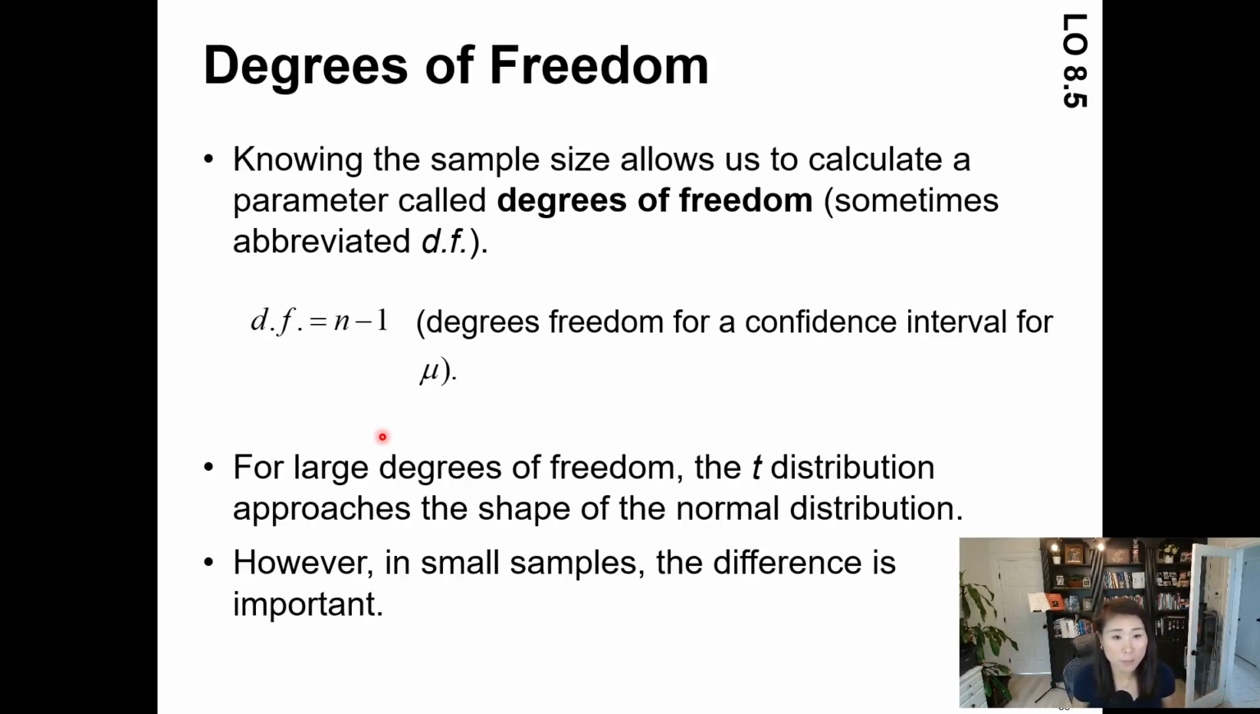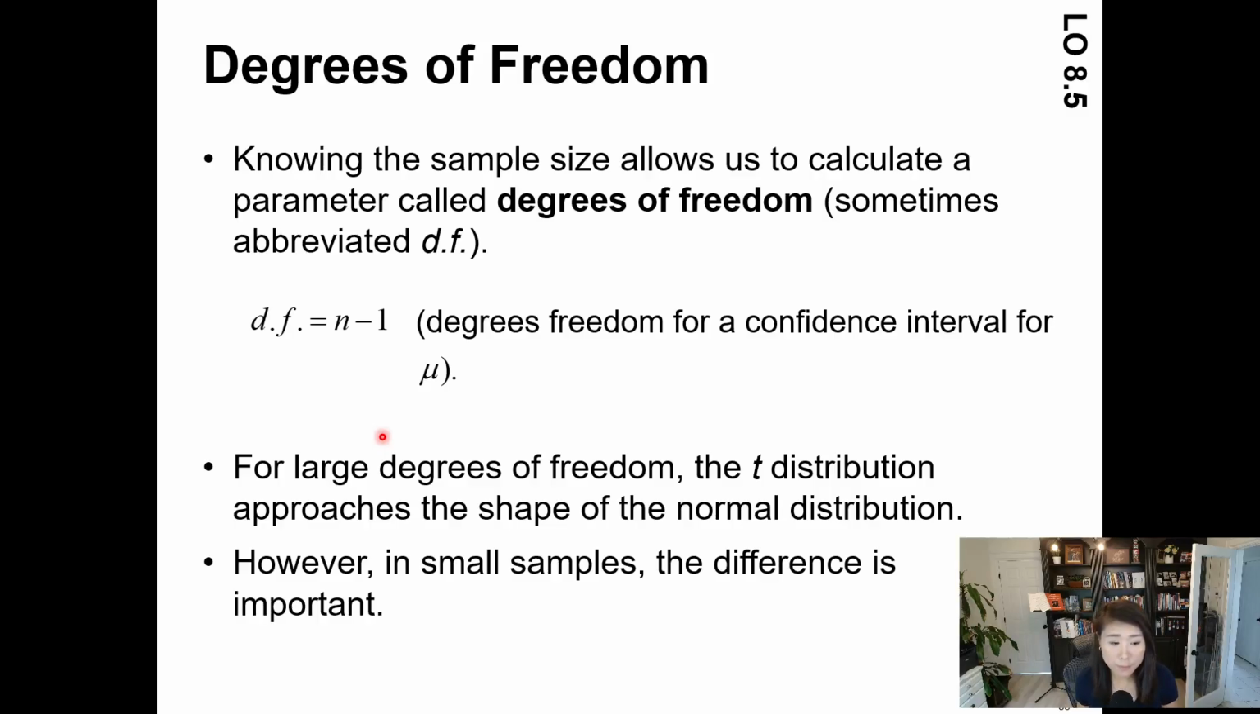So here we want to talk about degrees of freedom, because the t statistic, unlike the z-score, is not as easy to remember. With the z-score we have 3 values, and of course you can remember the t value as well. But we do want students to use Excel to calculate the t statistic value. In order to understand what we need to put into the t statistic in Excel, you need to know the components of the t statistic. So first you need to know my degree of freedom. Knowing the sample size allows us to calculate the parameter called degree of freedom, sometimes abbreviated as DF.